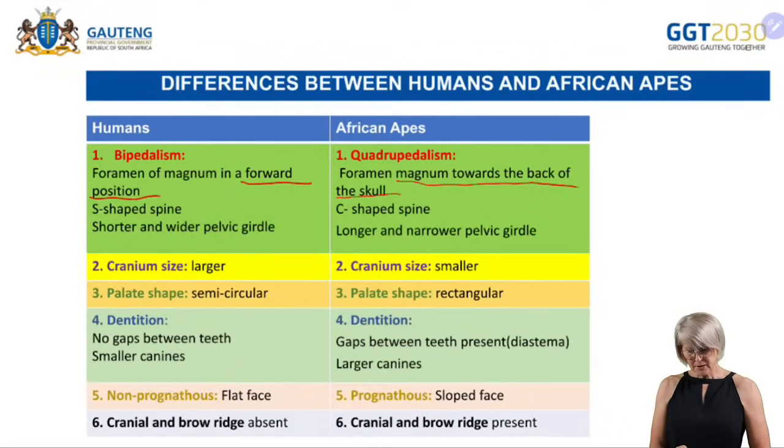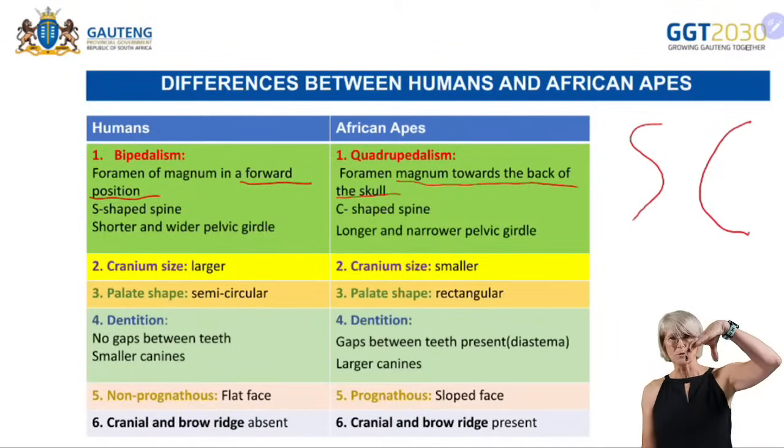Then if we have a look at the spine, we find that humans have an S shape. Their spine is curved, and we talk about this as being more curved than that of a quadruped, okay, because they're going to walk on all fours.